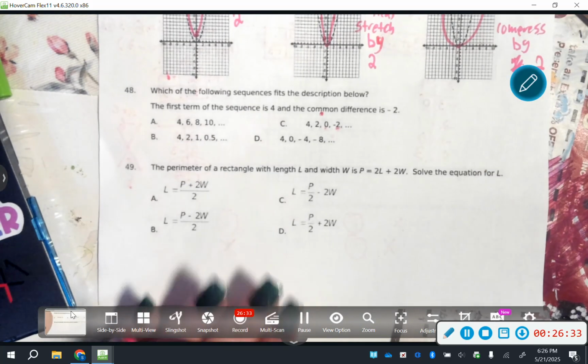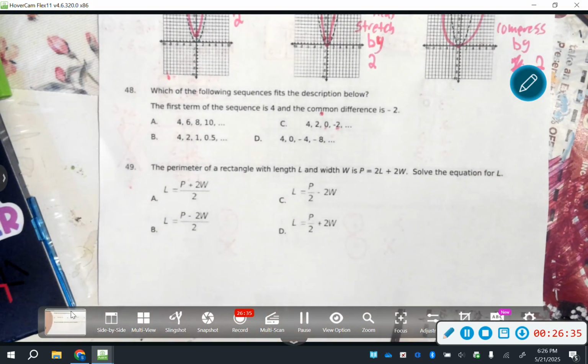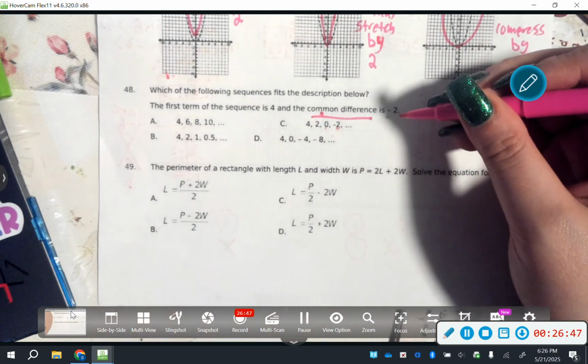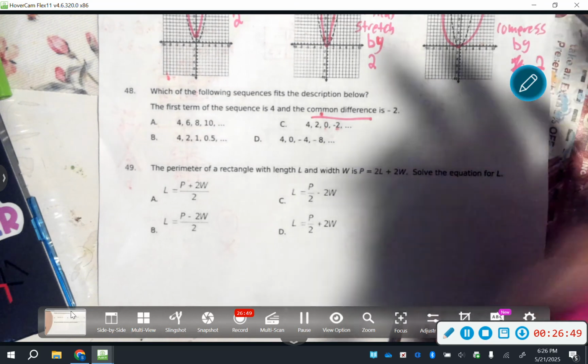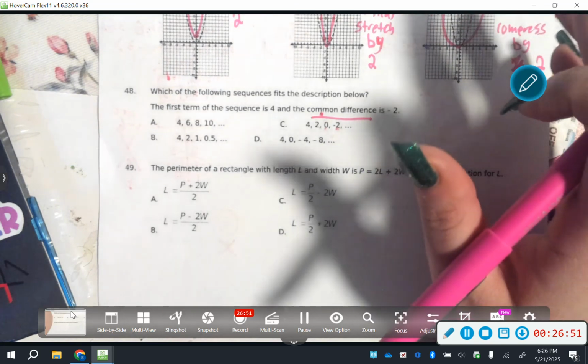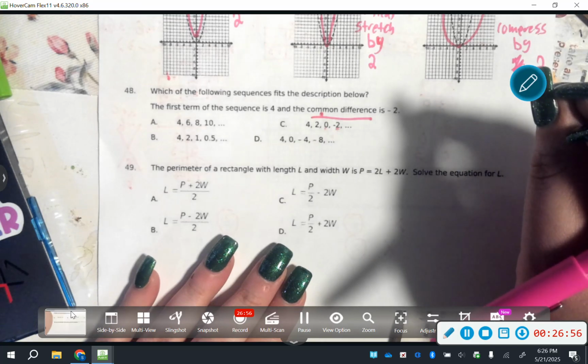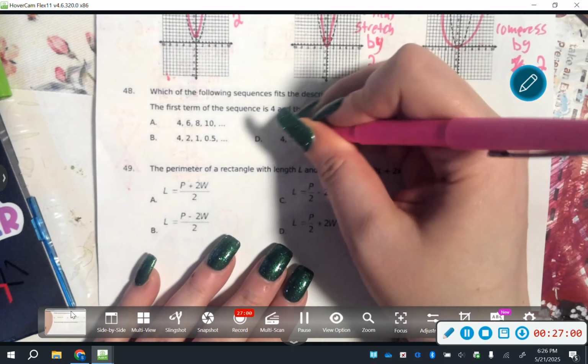Last 2. Let's wrap this up. Which of the following sequences fits the description? The first term of the sequence is 4. That doesn't help us, they're all 4. It has a common difference of 2. Common difference means we are subtracting by 2. If it said common multiple, that would be different. So which one's subtracting 2 every time? C.